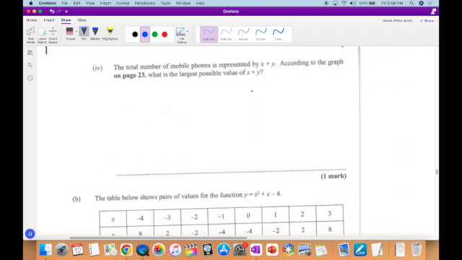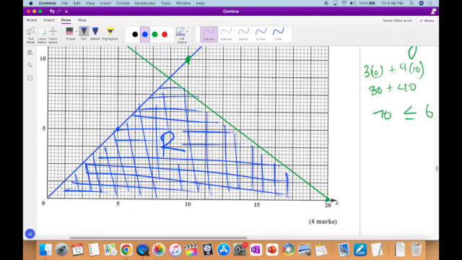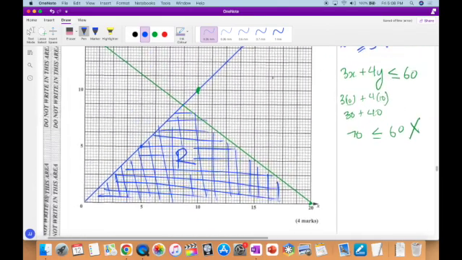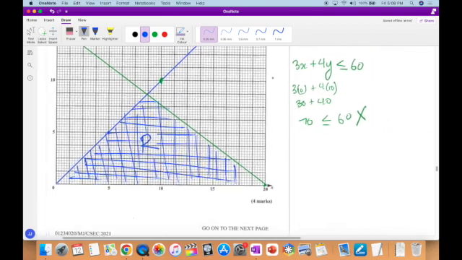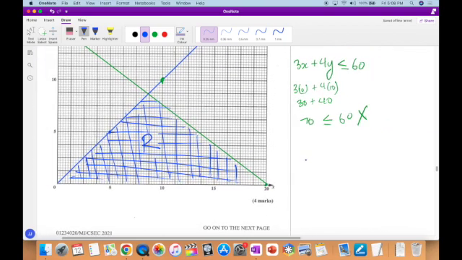The total number of phones represented by x plus y is x plus y, okay, cool. According to the graph on page 23, what is the largest possible value of x plus y? So the largest possible value of x plus y, well, we have the region here, and remember, what do we want? We want the largest possible value for x plus y.